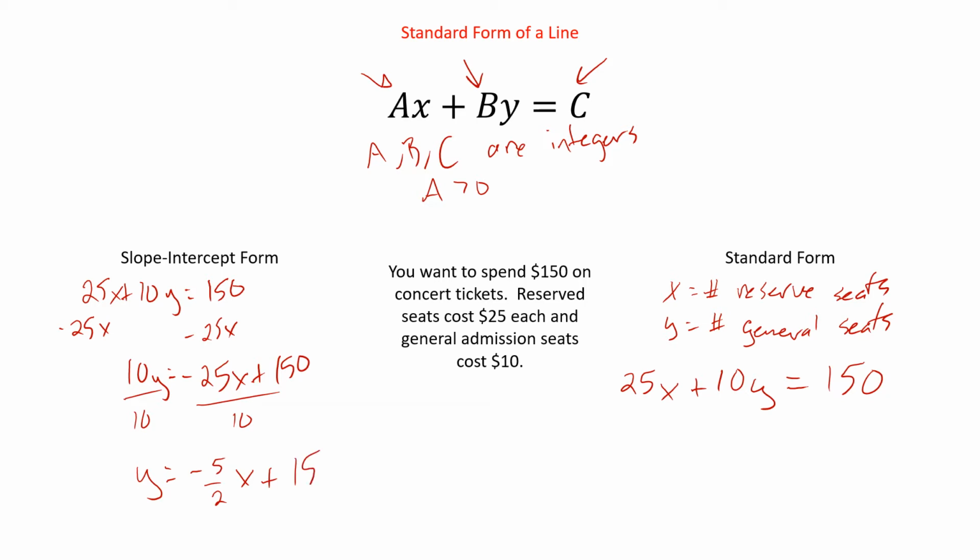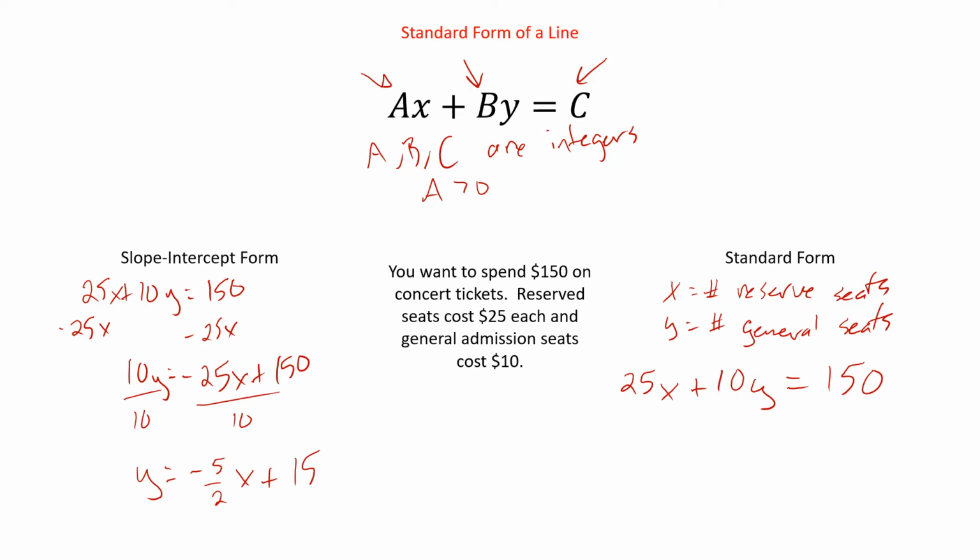And so what the standard form says is it gives us the equation. It says we have the $25 times the number of reserve seats plus $10 times the number of general seats equals that constraint, that $150. What the slope-intercept form gives us is if we bought 0 of the x's, 0 reserve seats, we could buy 15 general seats.